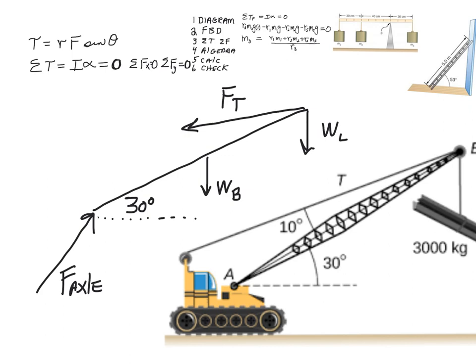Thinking about the situation, we realize that the force at the axle has to be equal and opposite to this force in its y component, and its x component has to be equal to this. So it has to have a fairly large positive x component and a fairly large positive y component. So I just draw it randomly in that direction.